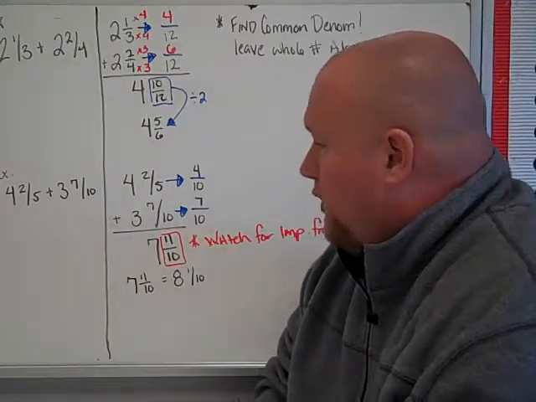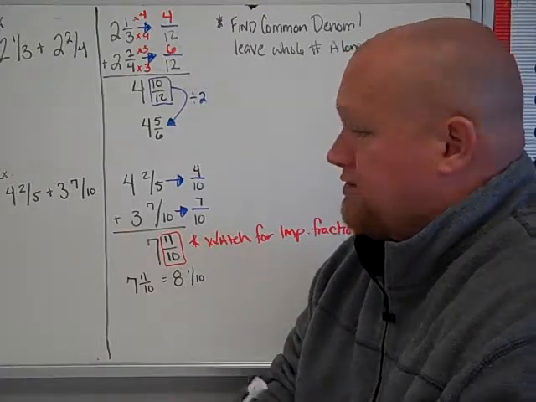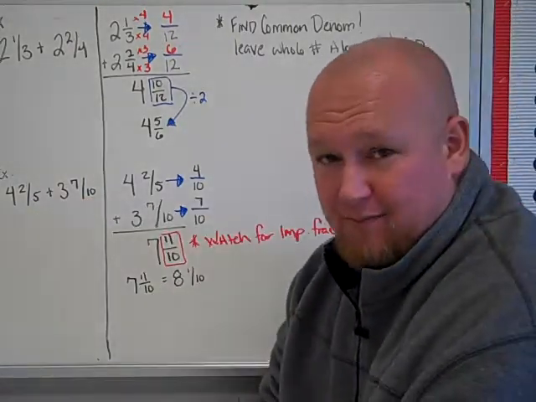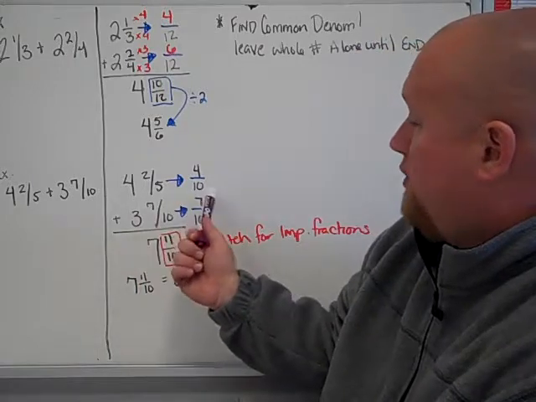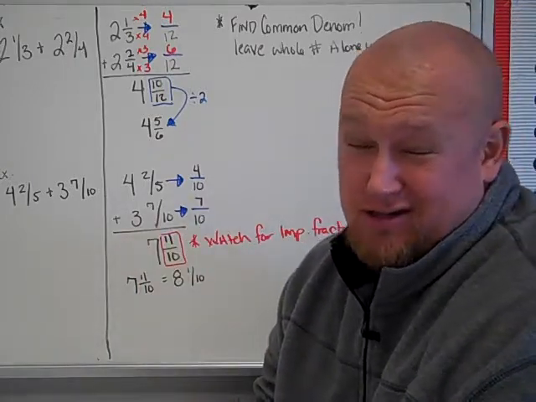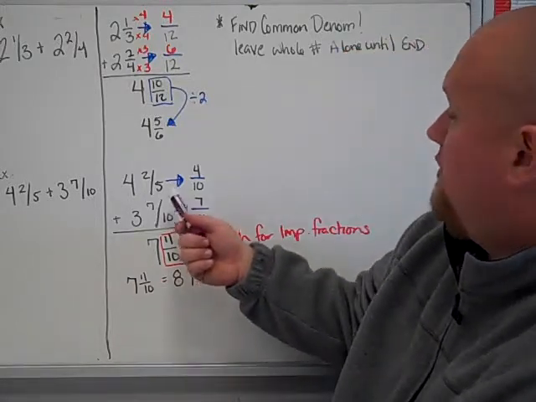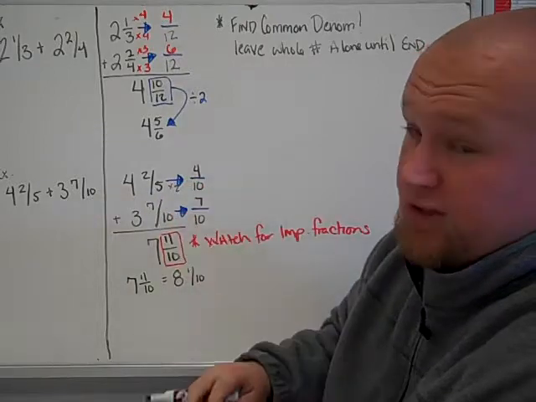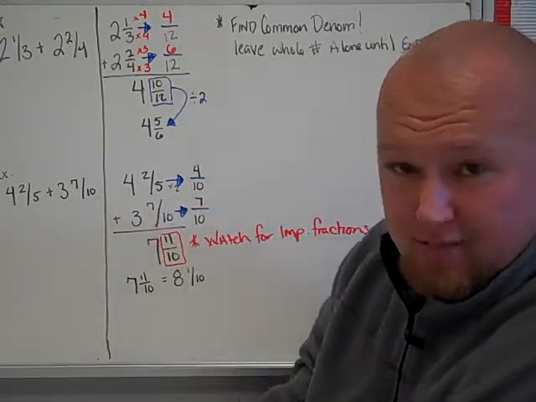Next, 4 2/5 plus 3 7/10. I've thrown all sorts of stuff at you in this one. First of all, the denominators are not the same. I got to fix the denominators first. I'm going with 10. Why? Because 5 can go into 10, and if I don't have to change 7/10, why am I going to do it? So 5 becomes a 10 by multiplying by 2. We know we can only change denominators by multiplying or dividing. Rule number 1. If you do it to the bottom, you got to do it to the top.